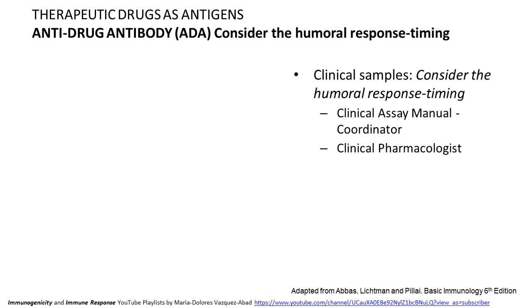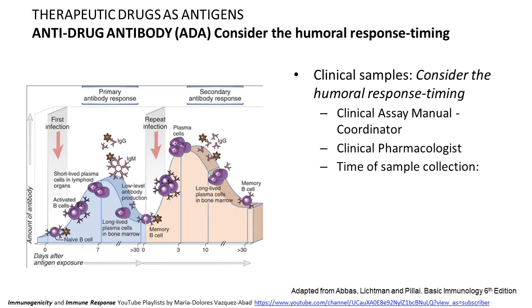Likewise with a clinical pharmacologist, especially because anti-drug antibody levels should always be tested with drug levels, so that you can interpret if the anti-drug antibodies that the patient is mounting to the drug are actually decreasing the exposure to that drug. It is important to understand the time of the sample collection.